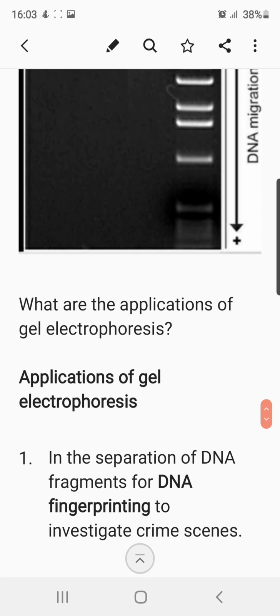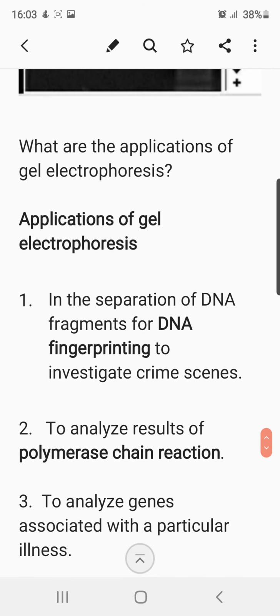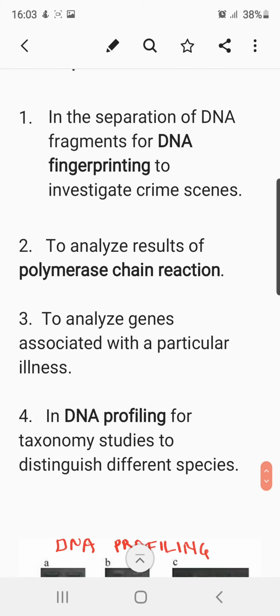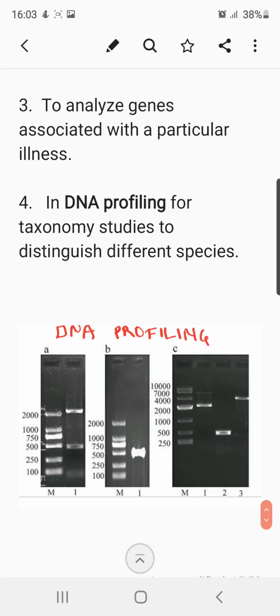Now what are the applications of gel electrophoresis? Basically this methodology is used in the separation of DNA fragments for DNA fingerprinting to investigate crime scenes, to analyze the results of polymerase chain reaction, to analyze the genes associated with a particular illness, and in DNA profiling for taxonomic studies to distinguish different species. So this is DNA profiling.